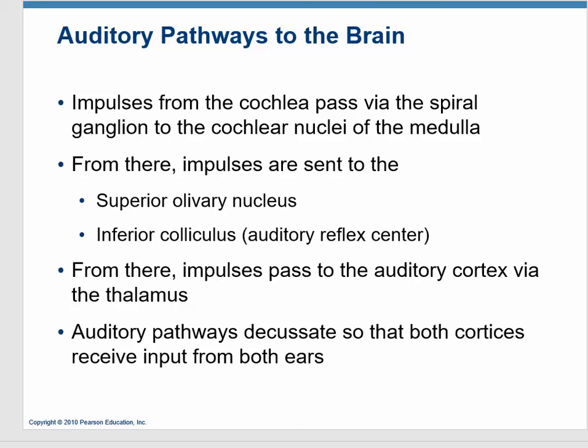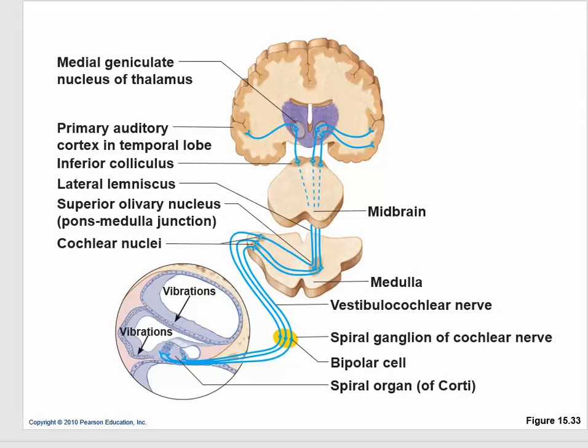Okay, so we're not really too worried about the auditory pathways to the brain beyond the most straightforward parts of it. I don't really care about the superior olivary nucleus in the brainstem and the inferior colliculus, which means a little hill, are there. That's the auditory reflex center. So that's where you get startled by sound. But it goes to the thalamus and then up into the auditory cortex of the brain. And the pathways from each ear go to both sides of the brain. So this is the pathway.